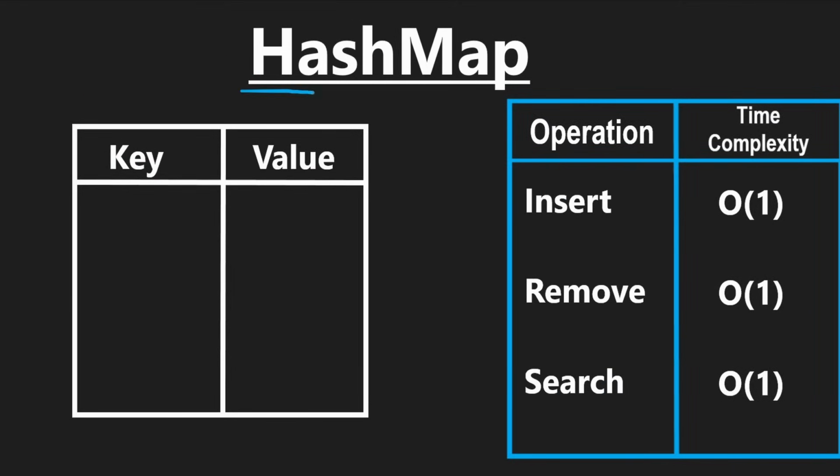Next, we have hash maps, which along with arrays are probably going to be the single most common data structure that you use.